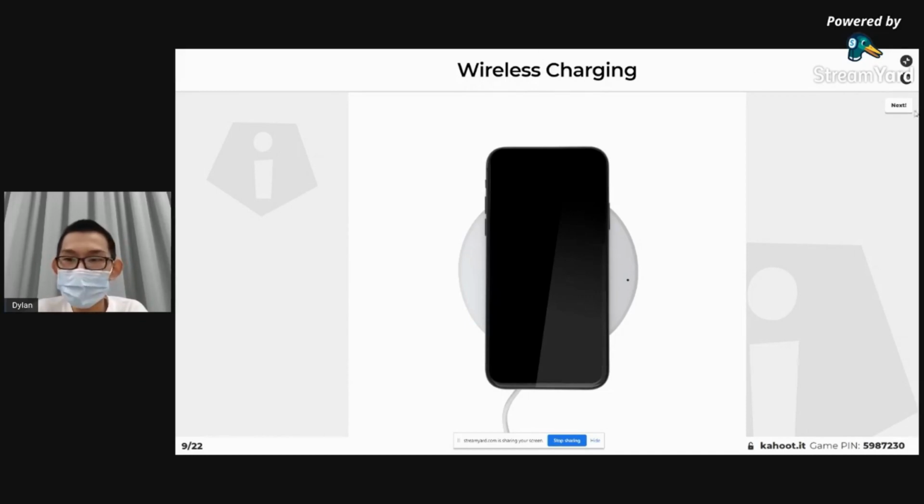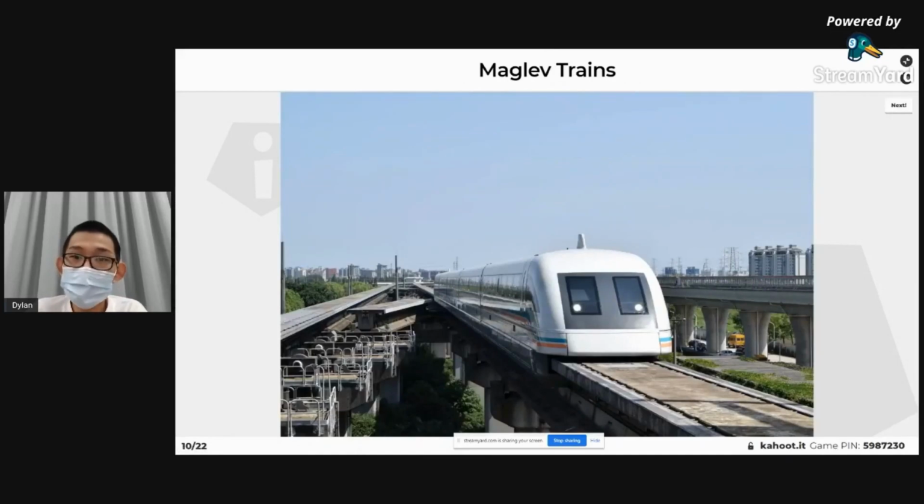And what about maglev trains? Have you had the opportunity to ride a maglev train? Now, normal trains use wheels that ride on rails. Maglev trains don't have wheels, and they don't use normal tracks either. Rather, they float over guideways.